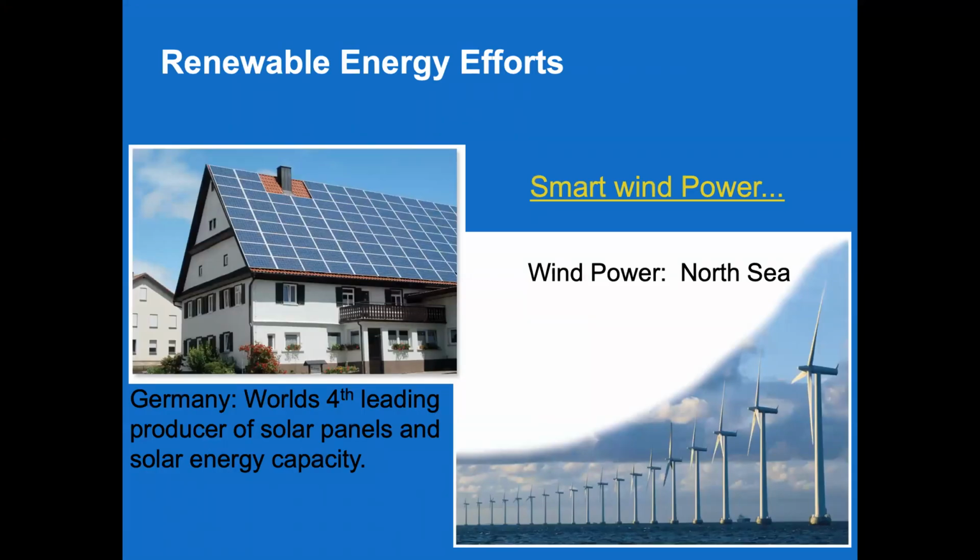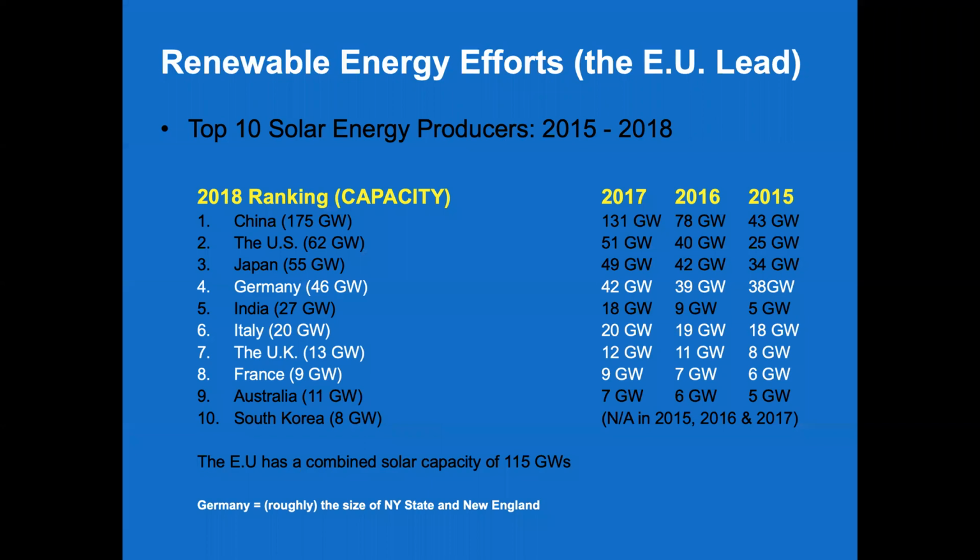Renewable energy efforts. Europe is now the fourth leading producer of solar panels and solar energy. And these are a little bit dated. I need to update it with the 2019 data, but there you see the rankings for 2017, 16, and 15. And of course, 2018 in terms of overall capacity. So China, the US, Japan, Germany, and then India, Italy, the UK, and France. So 4 of the top 10 has a combined solar capacity of 115 gigawatts.